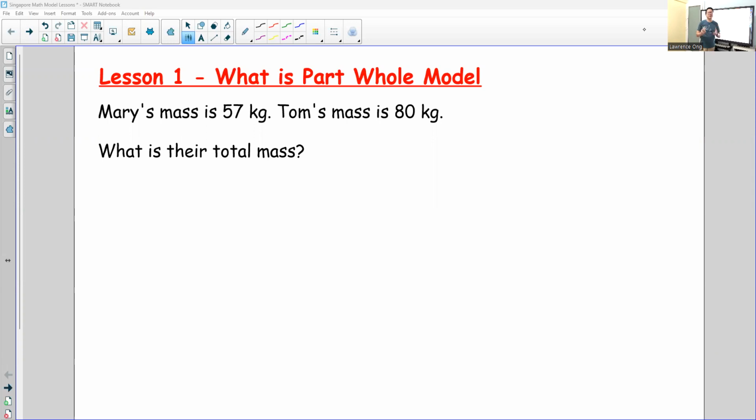So what exactly is a parcel model? It is a whole rectangle. Model refers to rectangle, and you cut it into parts. That is called a parts whole model. So let's look at an example.